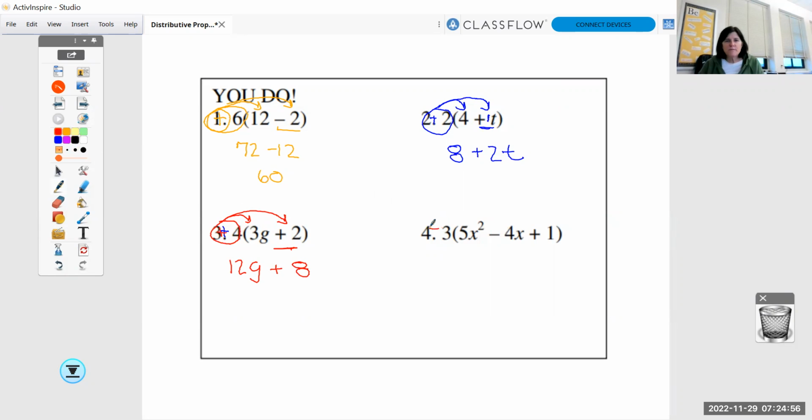And then the last one, we have this positive 3. We have to multiply it by 3 terms. So 3 times 5 is 15x squared. 3 times negative 4 is negative 12x. And 3 times positive 1 is positive 3.